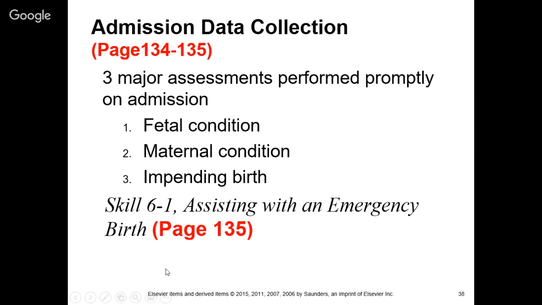So admission data. You have 3 things you need to assess: the fetal condition, the maternal condition, and is there impending birth or not. There's a skill 6-1, assisting with an emergency birth, if you'd like to look at.